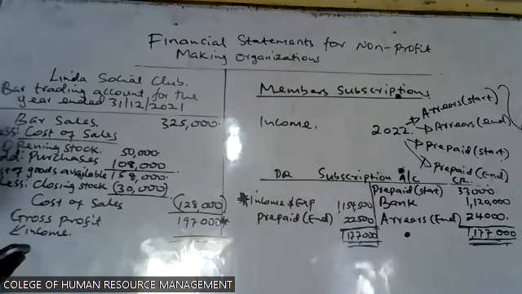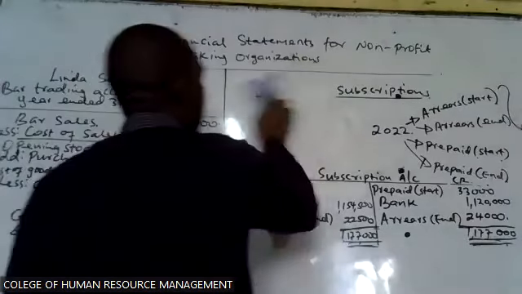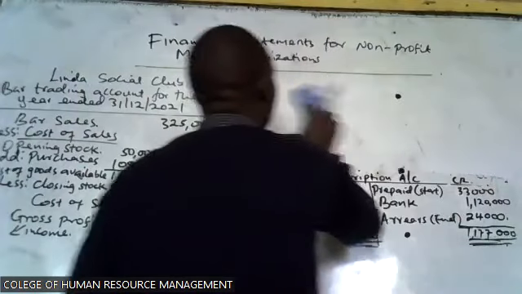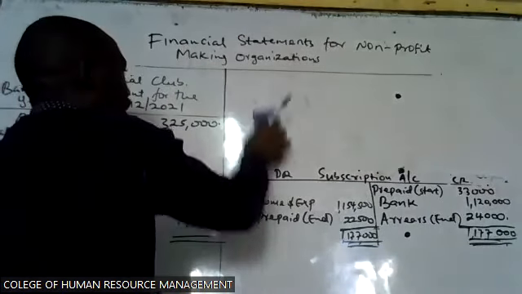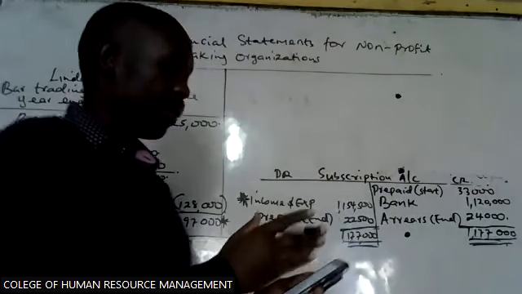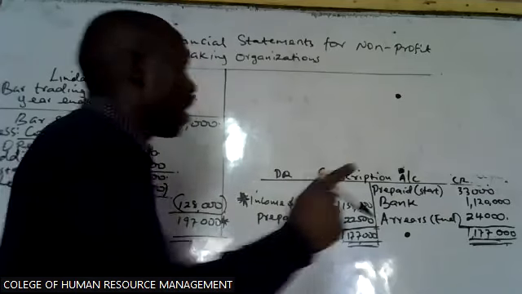So what else are we supposed to do? Those are the adjustments. We can make them very fast. Anytime you are given an expense or an income, and then you are given the balances at the beginning and the balances at the end, to get the amount for the year.